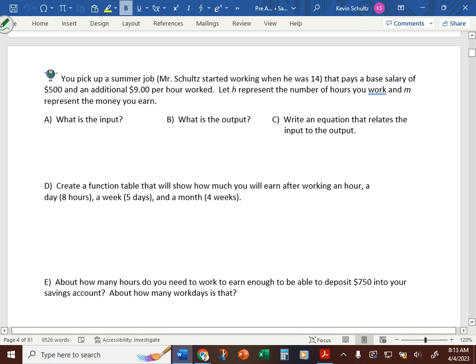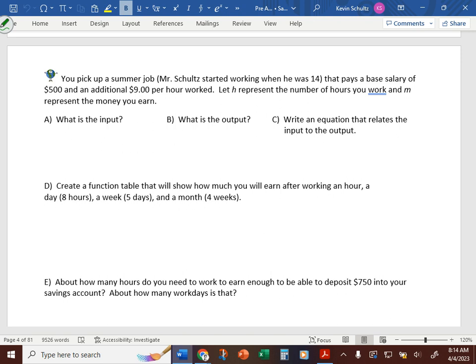It says you pick up a summer job, and I started working when I was 14 years old. Spring break, 8th grade year. I was looking forward to having a week off, sleeping in, doing whatever I wanted. No. 6 in the morning, Dad comes down. Hey, I got you a job. Get out of bed. Thanks, Dad. Thanks so much. First job.